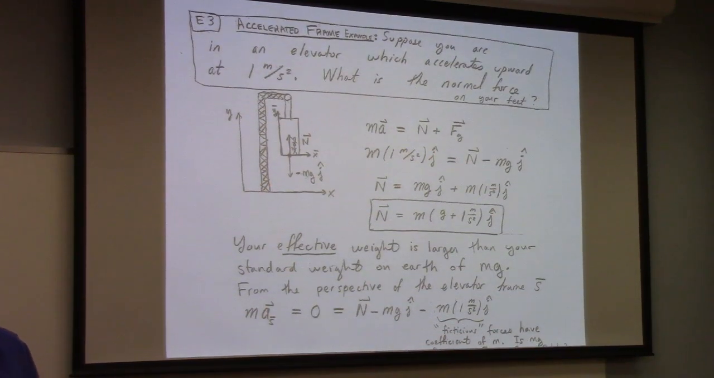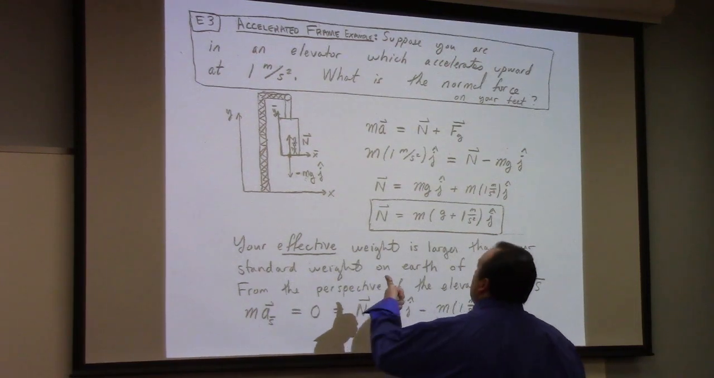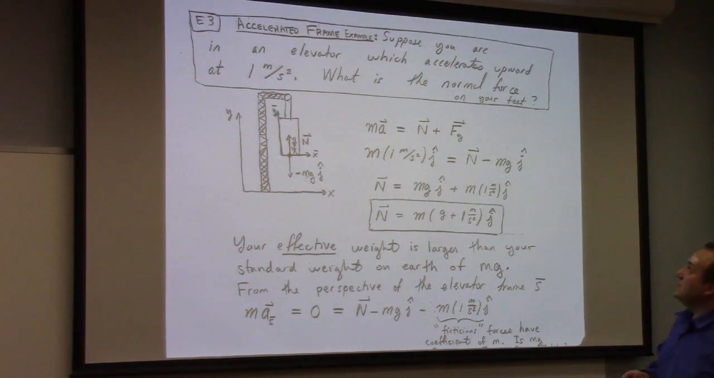This one's a little bit more interesting. Suppose you're in an elevator, which accelerates upward at 1 meter per second squared. What's the normal force on your feet? So here's a picture. My elevator, we're going, Mr. Top Hat's in there, it's going upwards at 1 meter per second squared, right?